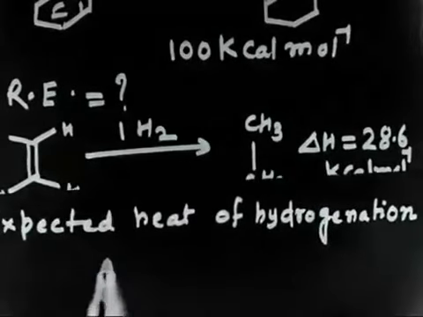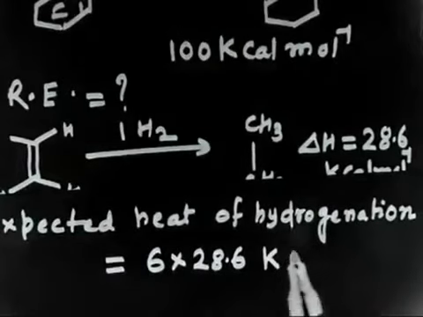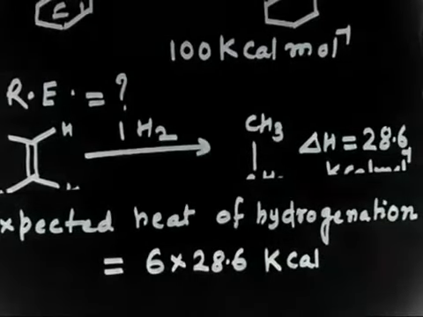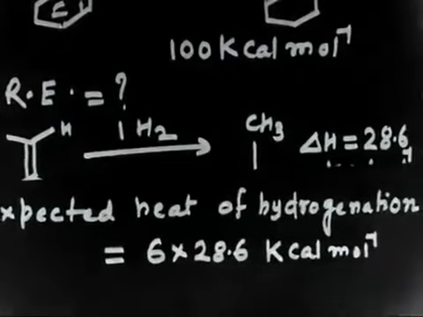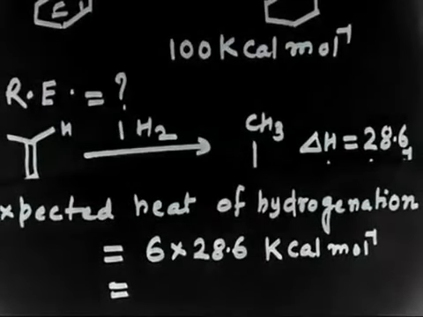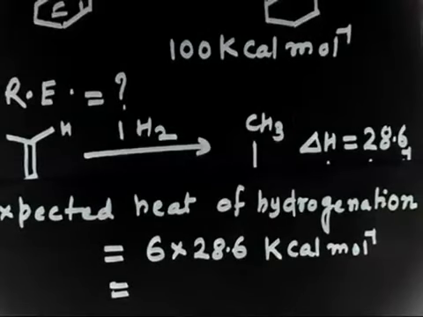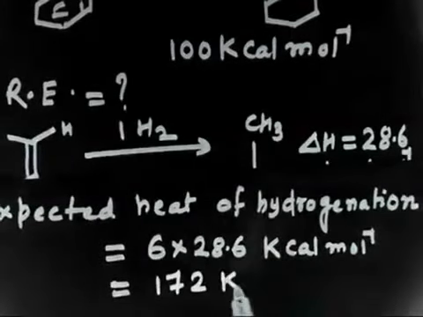So the expected heat of hydrogenation should be 6 into 28.6 kilocalorie. Are you getting or not? This is the amount of heat one can expect per mole of biphenyl. So 6 into 28.6, this value is 171.6, so let us say around 172 kilocalorie.